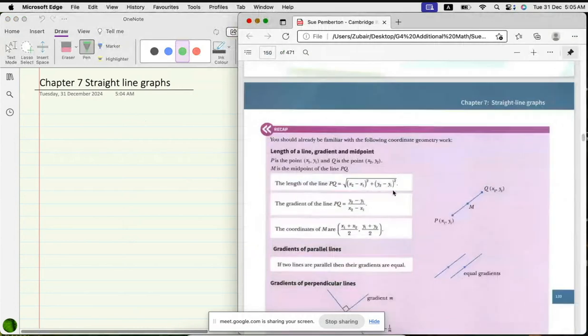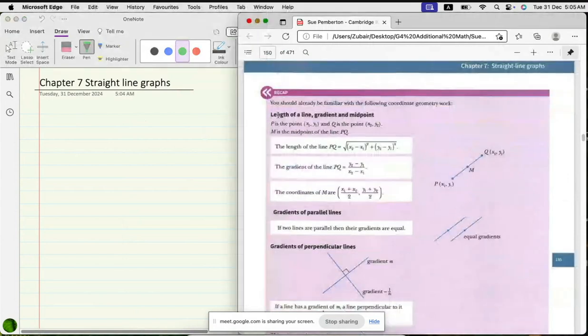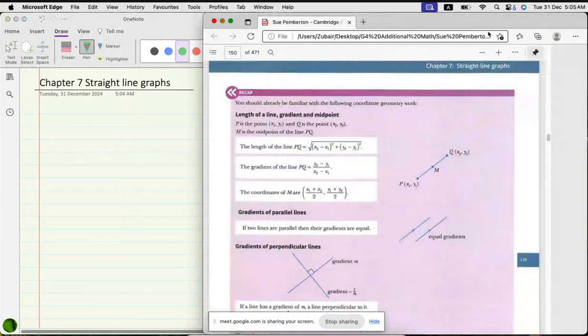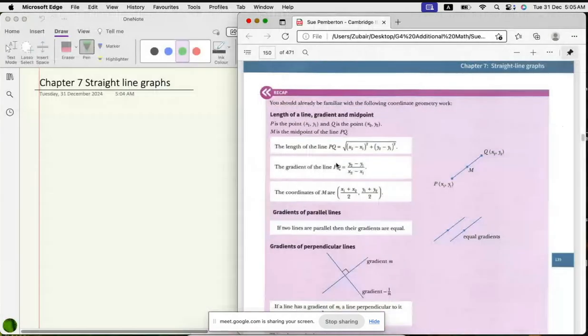Straight line graphs is basically coordinate geometry. We've done this mostly in simple math, so let's just go through the summary. Length of the line: distance formula, gradient, slope, coordinates of midpoint. Do you remember these? Yeah, I do.